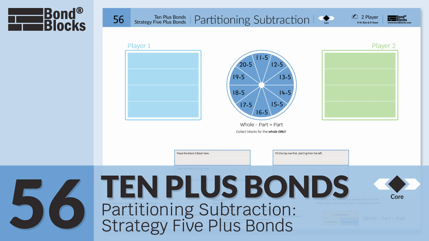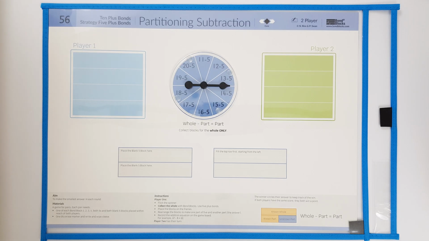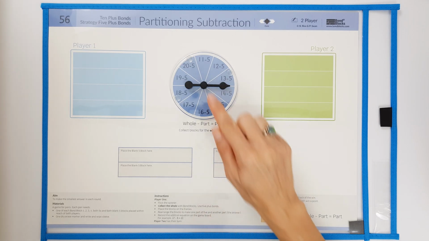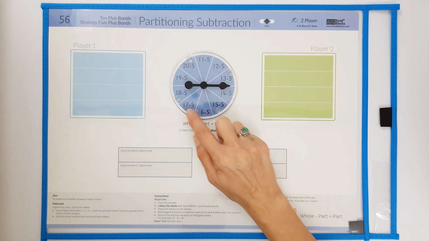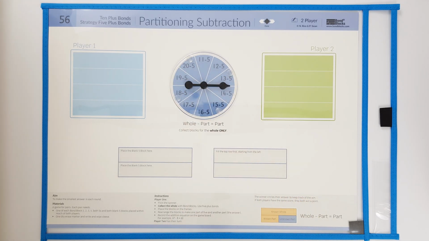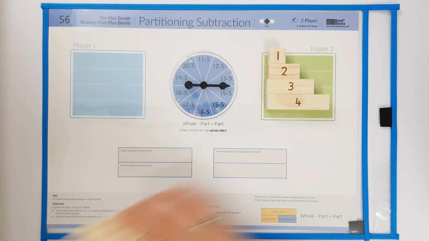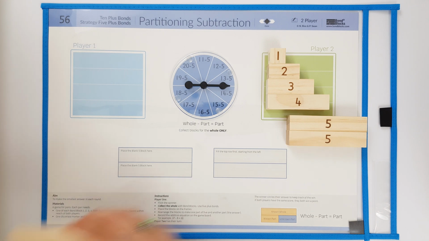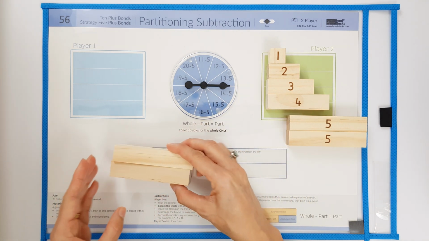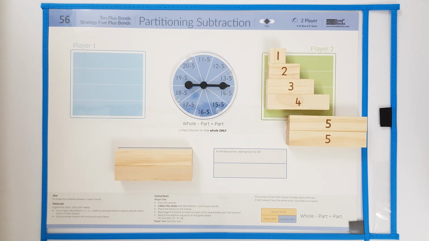Welcome to Activity 56. In this activity, we will be developing the strategy of partitioning wholes to 20 into two parts using 5+ bonds to solve subtraction. To complete this activity, you need one of each block from 1 to 4, 2 5s, and both blank 5s placed on this frame here. If you have original boards, please place them inside a write and wipe sleeve.